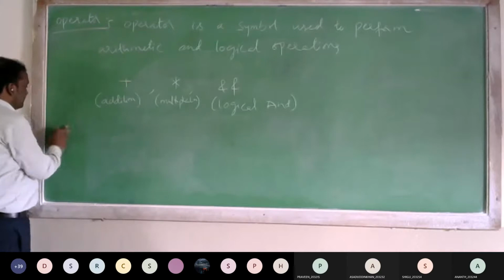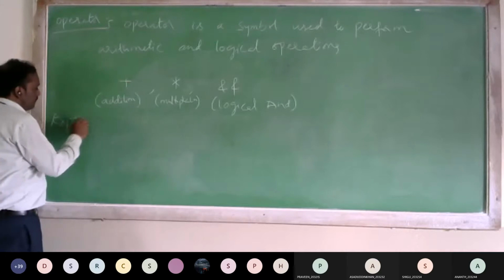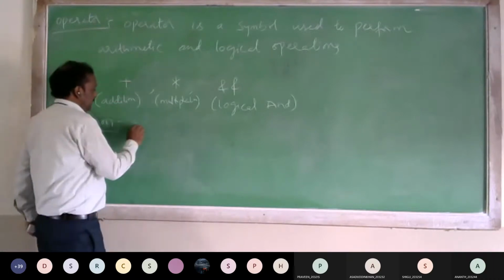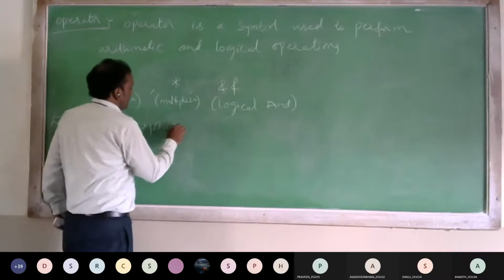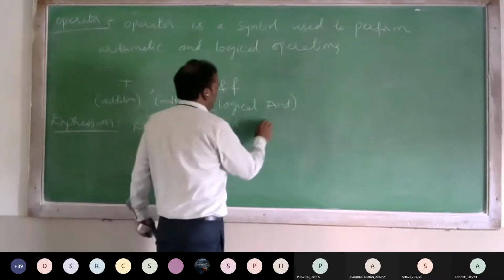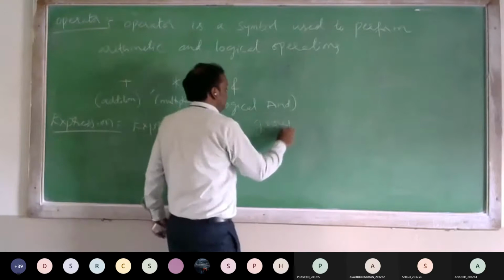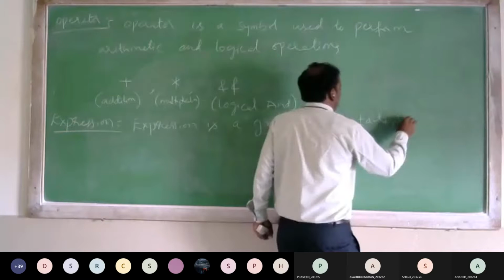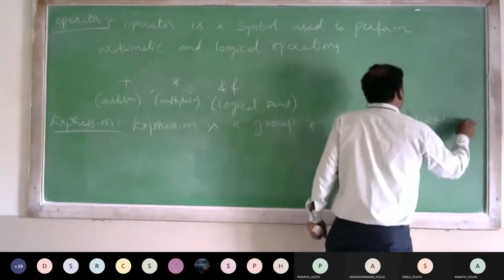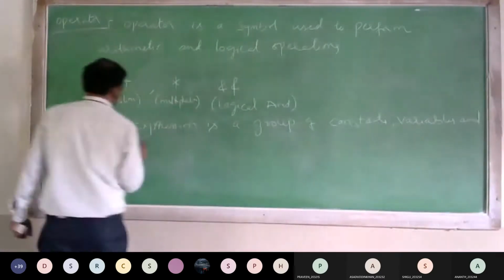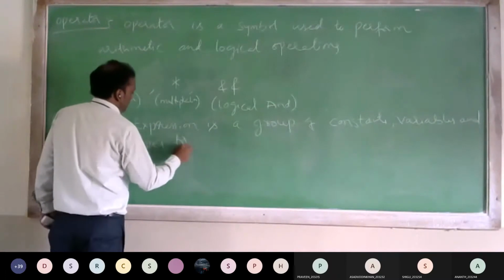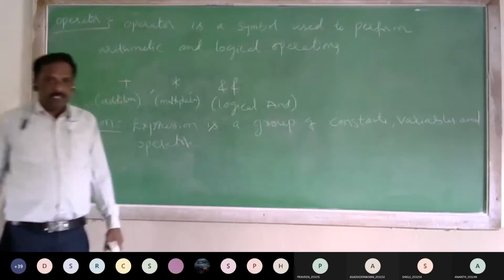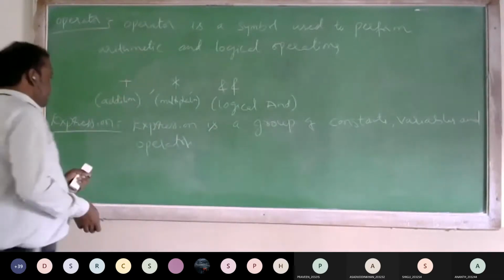Expression. An expression is a group of constants, variables and operators. So this is called an expression.